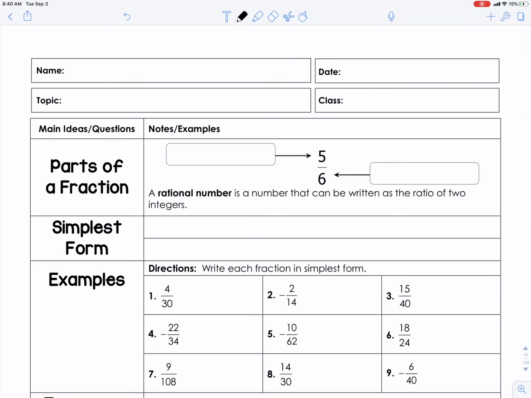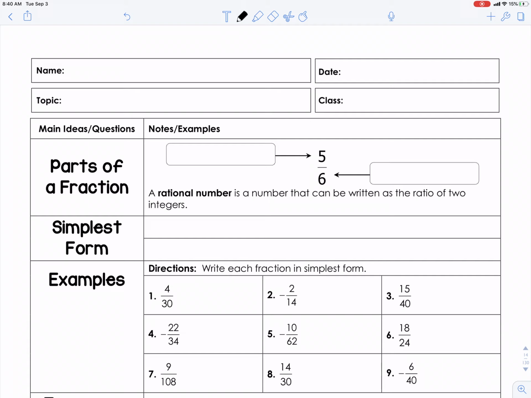Okay, this is lesson 4, parts of a fraction, as well as adding and subtracting fractions. So please make sure you follow along. If you have any problems, feel free to pause and rewind the video at any time if you don't understand something. Once again, please feel free to ask me questions if you're still confused.